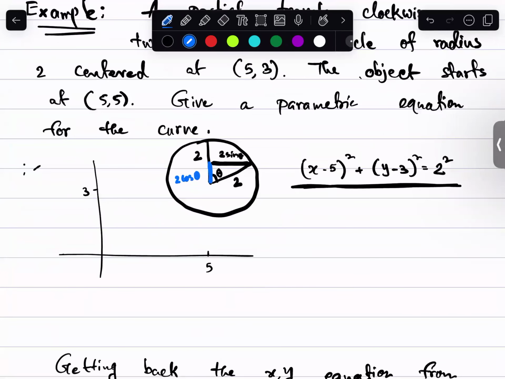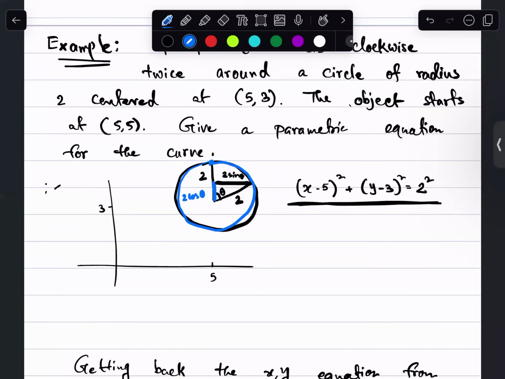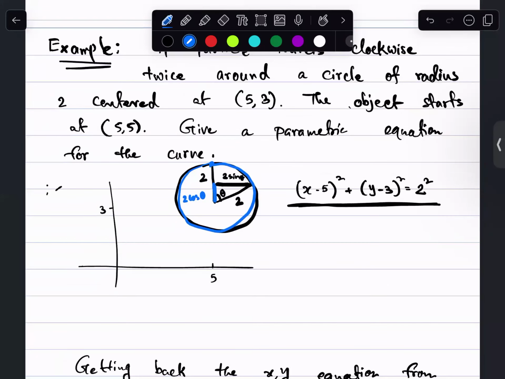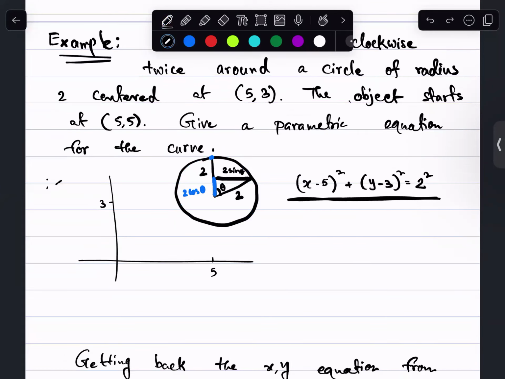Okay. So the particle starts at (5, 5). That means it starts around here, right? And it goes like this, one time through the circular path and then twice around the circle. So one more time it just moves and comes back to the original point. Okay, so how do we get the parametric equation for this?